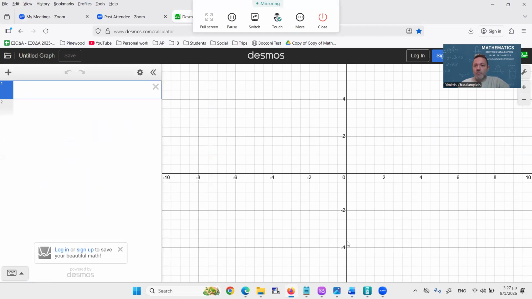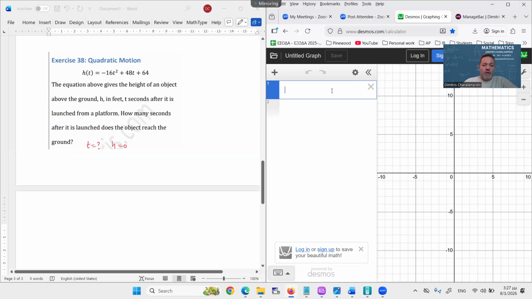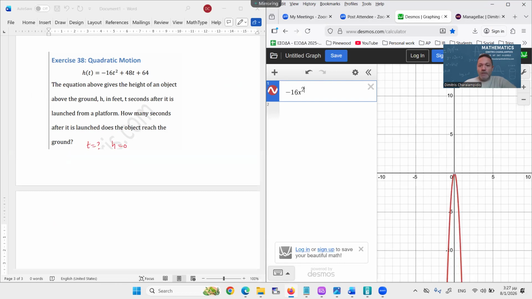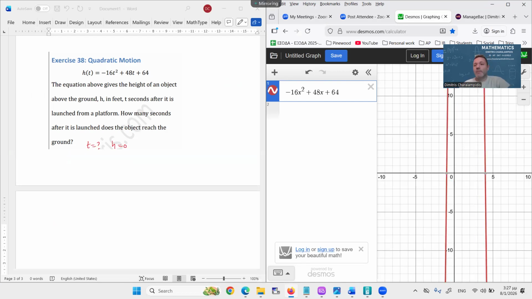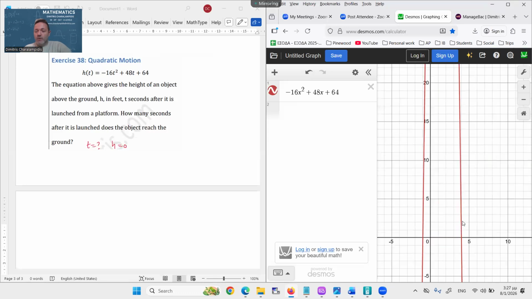Let me minimize it so that we can actually see everything. So I'm going to write negative 16x squared. Remember that Desmos only understands x as the unknown, plus 48x plus 64. Let's see that we are looking for the x-intercepts, so it should be this one. Clearly, from Desmos, we can see that it will reach the ground after 4 seconds.